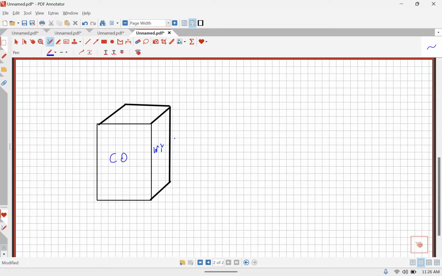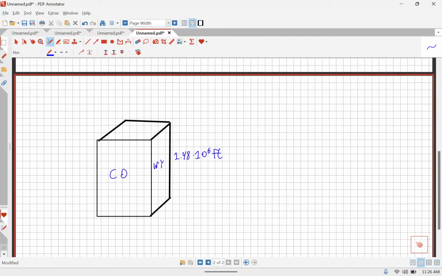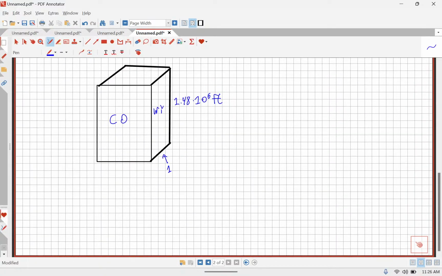But I do know that this is 1.48 times 10 to the 6th feet, right? That's what they match up on. And then Wyoming is 1.92 times 10 to the 6th feet. And then, oh yes, you guys are writing this down. And this is 2 times 10 to the 6th feet for Colorado. You go ahead and tell me, what is the volume of a Colorado-Wyomagonal prism? Give it a shot, and here we go. Colorado-Wyomagonal prism, teach!